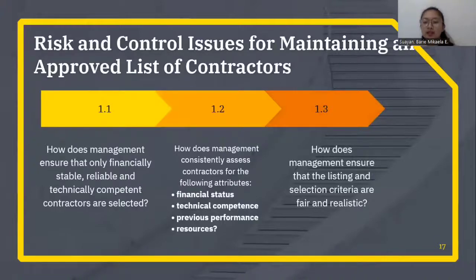Dito, para ma-measure yung mga listing and selection criteria are fair and realistic, ay nakabase dun sa apat na nabanggit ko kanina. Ang financial status, technical competence, previous performance, and resources. Dahil kung walang consistency assessments sa mga contractors ay mahirap ma-achieve ang clear and fair selection.